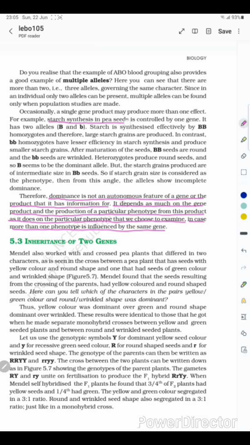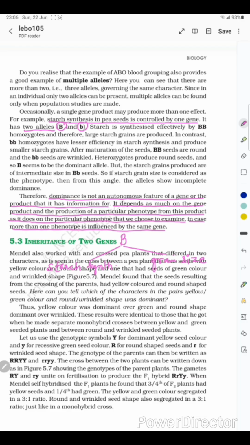The starch synthesis in pea seeds is controlled by one gene. The gene has two alleles, the capital B and the small b. And what we see here is that it is controlling two products: the capital B is controlling the starch synthesis as well as the starch grain size.